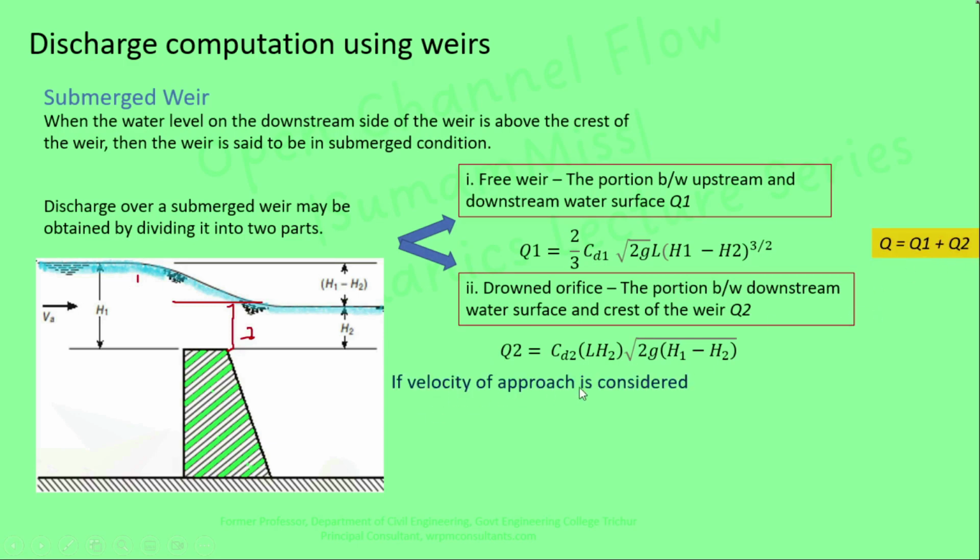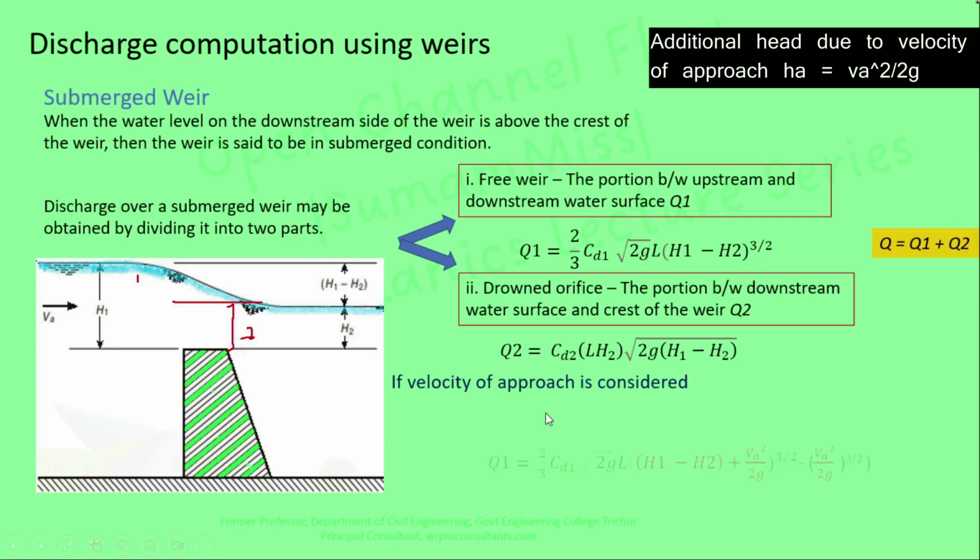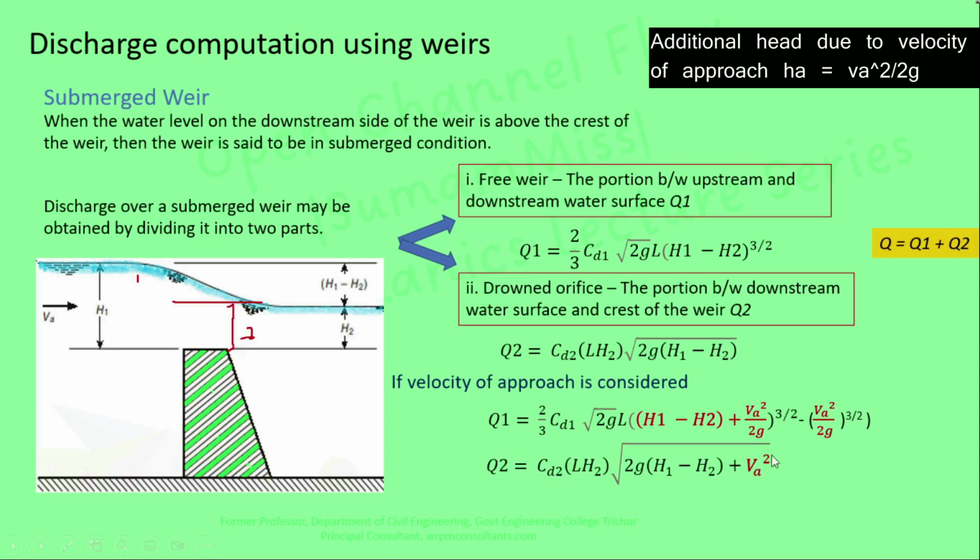If velocity of approach is considered, Q1 becomes 2 by 3 CD1 root of 2g L into (H1 minus H2 plus velocity head) raised to 3 by 2 minus velocity head raised to 3 by 2, and Q2 equal to CD2 into L into H2 into root of 2g into (H1 minus H2 plus Va square by 2g). In this expression the 2g's get cancelled. So finally Q equals Q1 plus Q2.